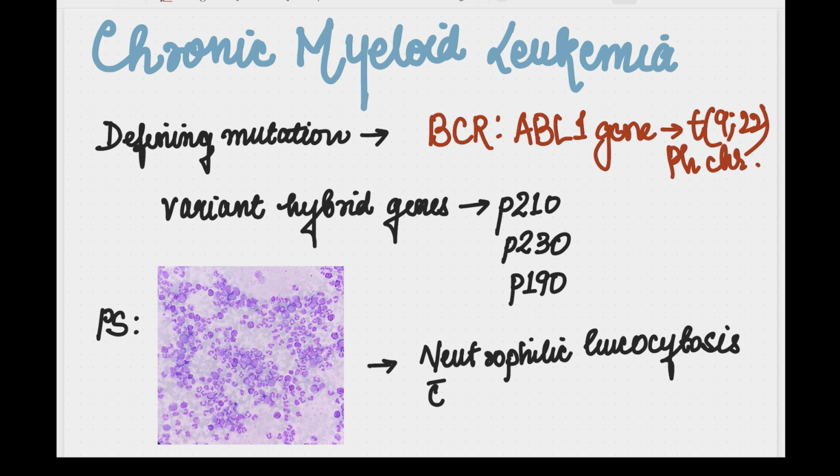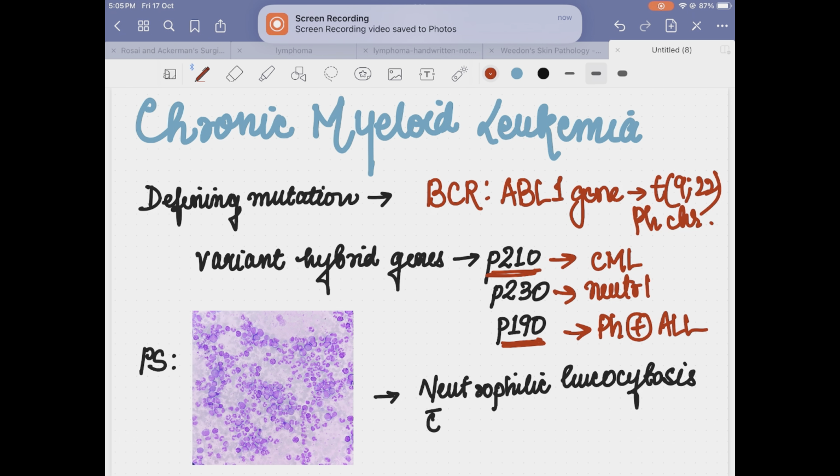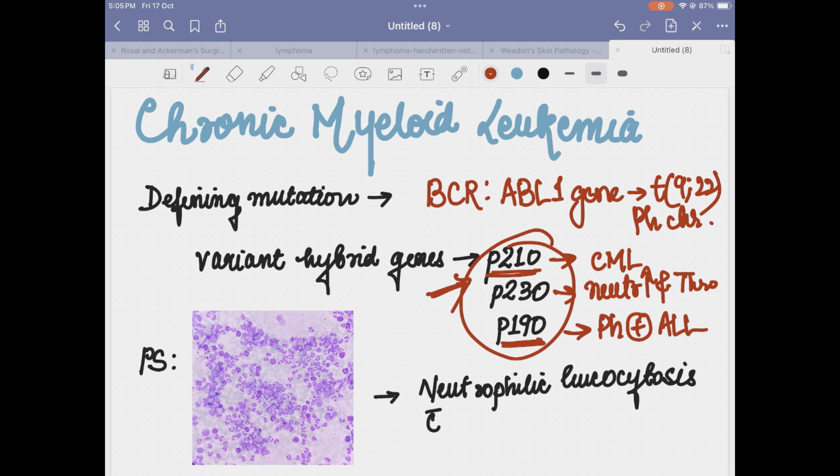But there are a few things that you have to remember here. What are the variant hybrid genes? P210 is usually seen in CML. P190 is seen in Philadelphia positive ALL, and P230 is seen in cases which have neutrophilic predominance and thrombocytosis. So you know these all four are hybrid genes which are important. So usually in CML you will have the BCR-ABL P210 mutation.